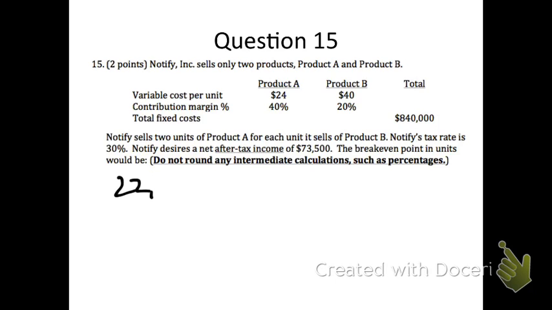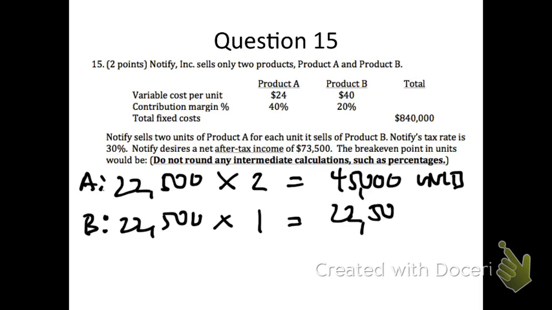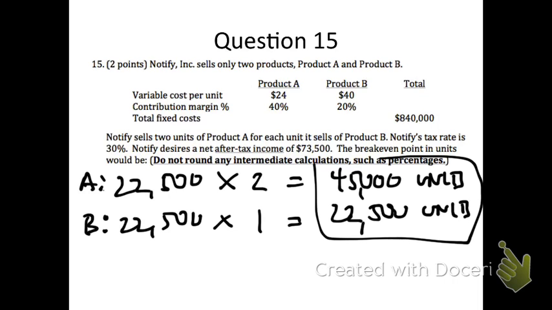So 22,500 baskets. How many products does that relate to in terms of product A and product B? How many product A's are in a basket? Well, I have 2. And how many product B's are in a basket? I have 1. So that means I have 45,000 units of product A and 22,500 units of product B, and that is the answer.